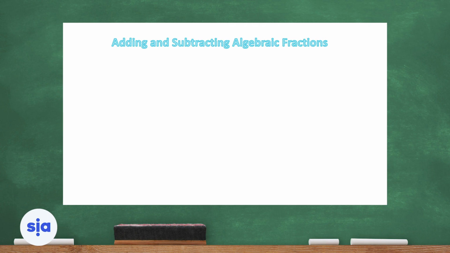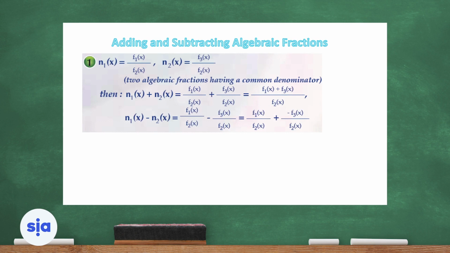What if we don't have the same denominators? Yes, we try to work out a common denominator. Let's check and see how we will do this. As you can see here, the two denominators are the same, f2 of x and f2 of x. So when we add, we write the denominator as it is while we add and combine the two numerators. The same thing applies in subtraction.